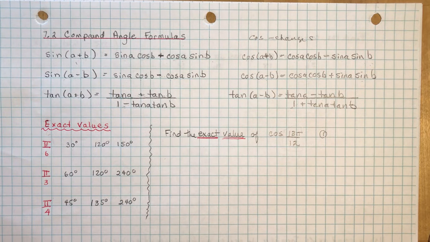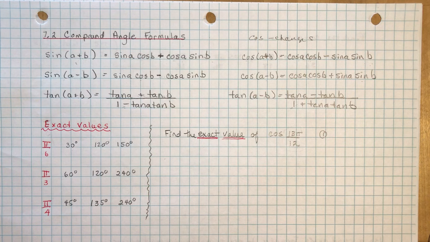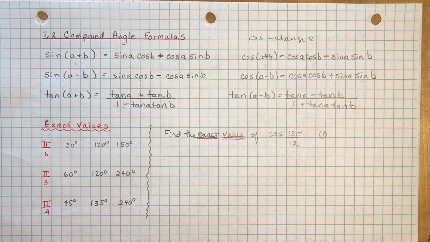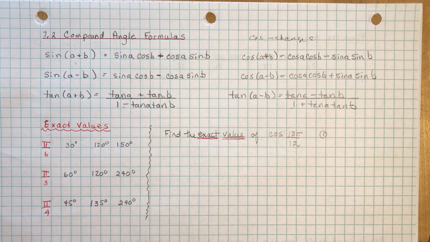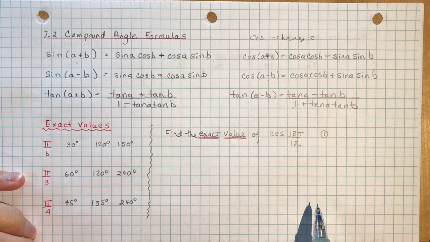Okay, so advanced functions, grade 12. We're looking at compound angle formulas today, which is part of your trig identity section of chapter 7. The compound angle formulas have been derived using a beautiful proof that you can find in your textbook or online, but I'm not going to do it unless you ask me specifically to please show me how you would do the proof. So I'm just going to tell you about them and maybe give you some ideas on how to remember them.